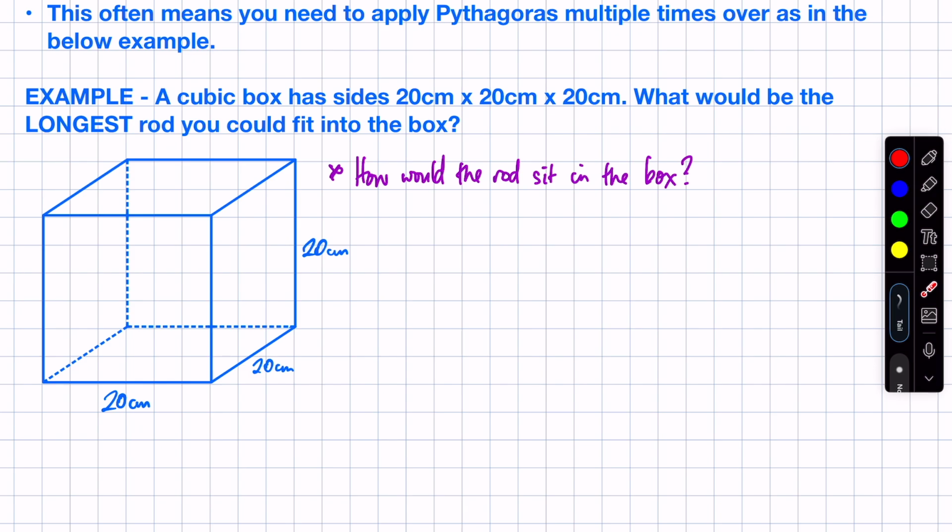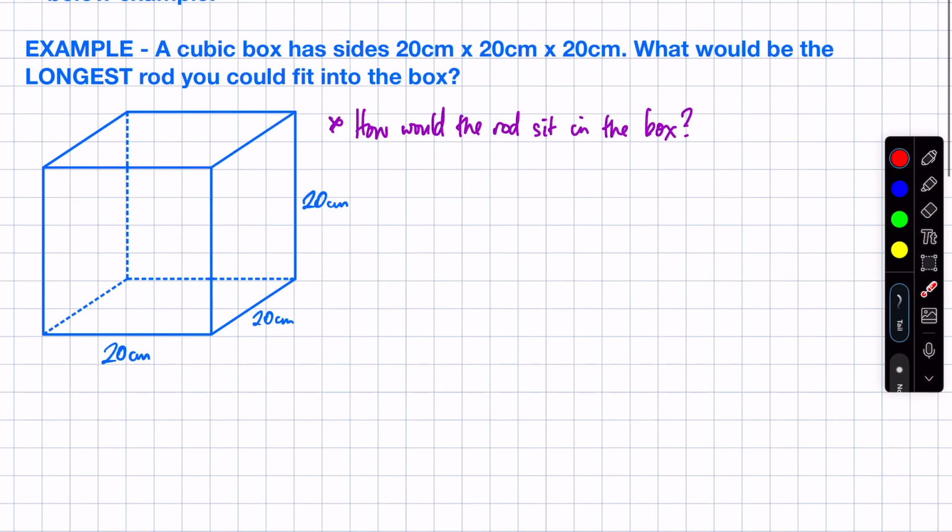I have a cubic box. The sides are 20 by 20 by 20. What would be the longest rod you can fit into the box? Can I give you some time to get that example down? Make the picture kind of big so you've got space to add stuff to it. And you tell me, how would the rod sit in the box to get the longest possible?